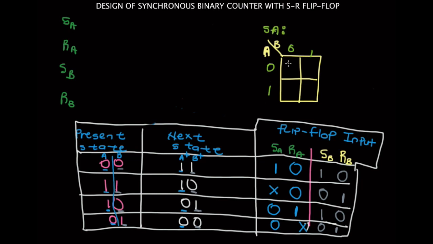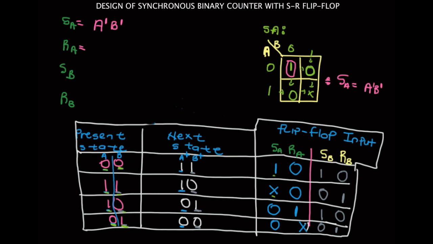And so for 0, 0, we have a 1. For 1, 1, we have an x. For 1, 0, we have a 0. And for A equals 0 and B equals 1, we have a 0. And the only possible combination is this. So our SA is equal to A prime B prime.